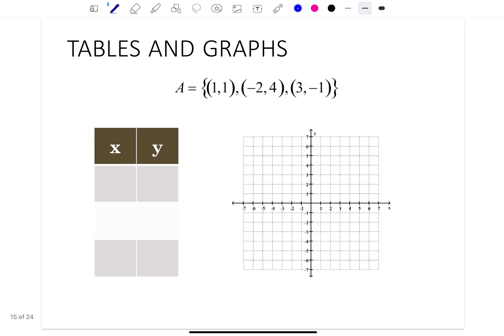Tables and graphs. So we can represent x is 1, y is 1, x is negative 2, y is 4, x is 3, y is negative 1. So we represented it as a graph now. If we connect the dots, that would be the graph of a function.